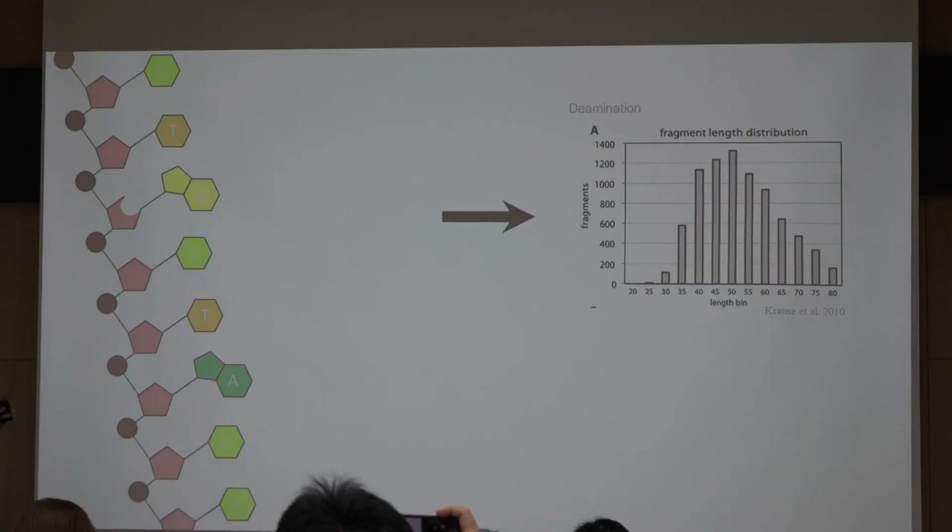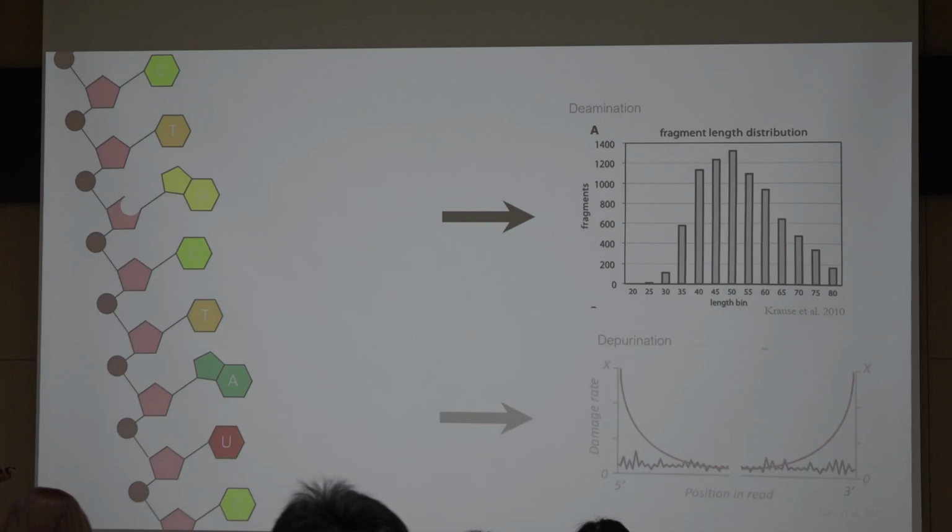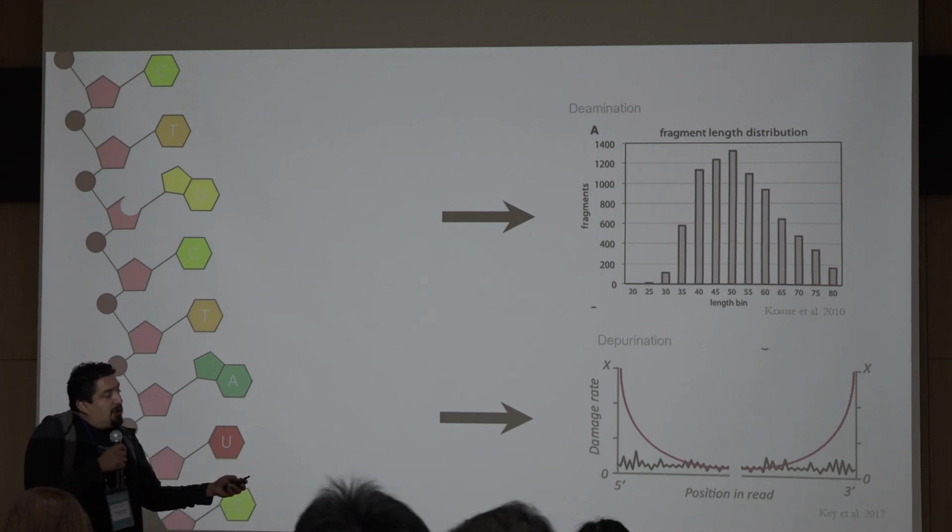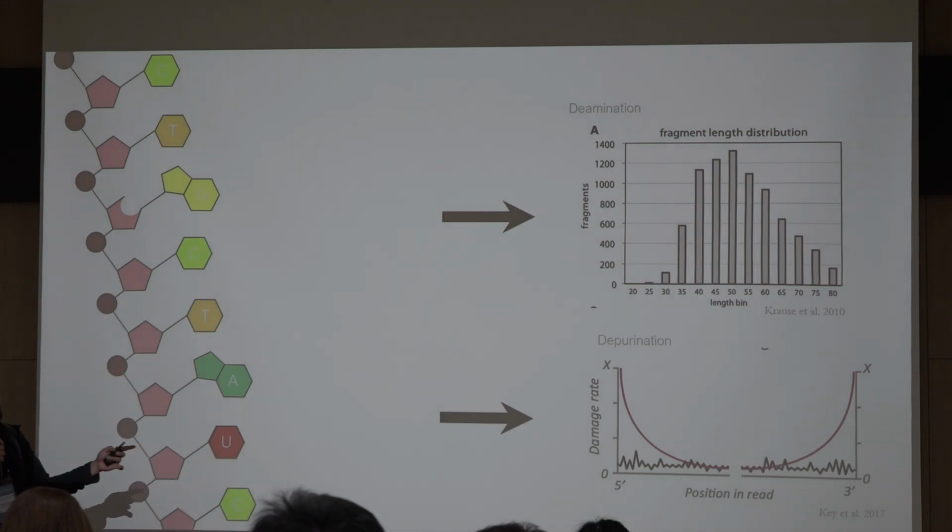And also, this deamination creates sites that are more prone to hydrolysis, so DNA can break, and then we don't have a full-length molecule, as it starts breaking down. On the other hand, we also have depurination, and then we can map this as damage. So this is a way in which we could identify that these are actually ancient DNA reads.